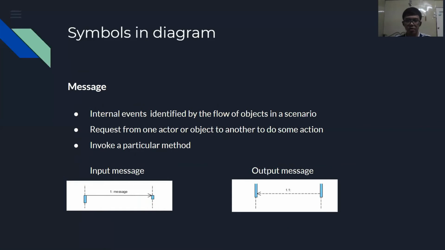The next symbol in the sequence diagram is the message. A message is an internal event identified by the flow of objects in a scenario. The message is a request from one actor or object to another to do some action. It will involve a particular method. There are two types of message: input message, as shown in the figure on the left hand side, and output message, as shown in the figure on the right hand side.